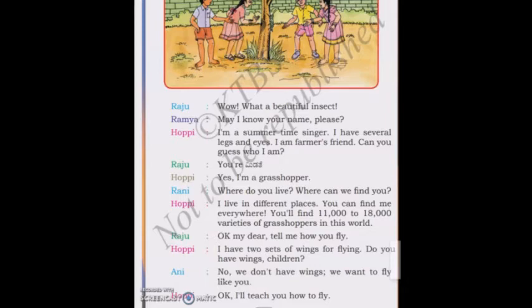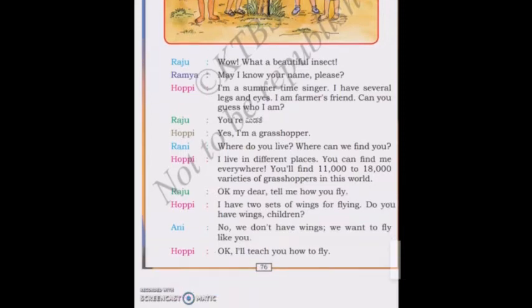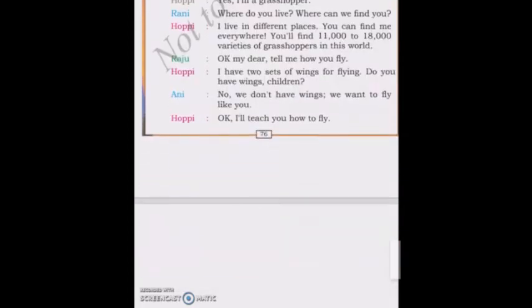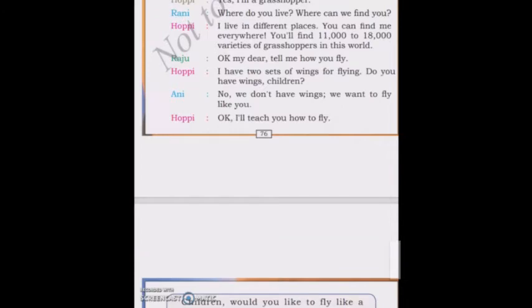So do you have wings, children? Grasshopper is asking the children. And he says, no, we don't have wings. We want to fly like you. Okay. We all want to fly like birds, isn't it? We all want to fly like insects. So Annie says, we human beings don't have wings, but definitely we would like to fly like grasshopper. Now Hoppy says, okay, I'll teach you how to fly. What does grasshopper say? I will teach you children how to fly.